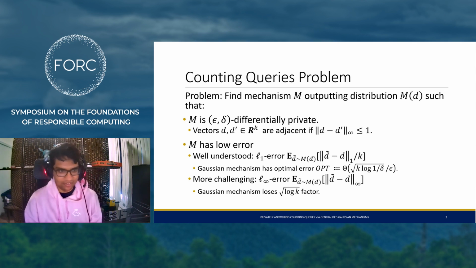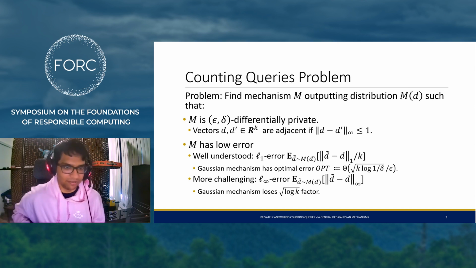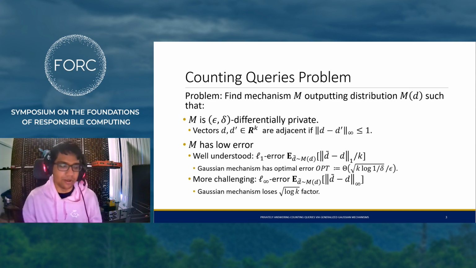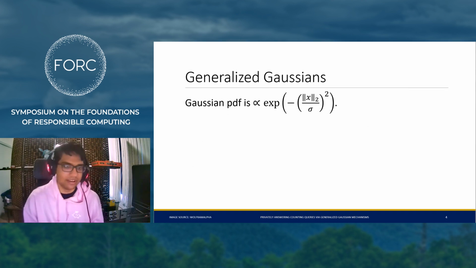So a question that has been studied in the past few years and we've recently resolved as a community is whether it's possible to avoid this root log k factor for L infinity error in the counting queries problem. So in this talk, we're going to consider using a generalized Gaussian mechanism instead of a Gaussian mechanism for the counting queries problem. So why does a generalized Gaussian mechanism make sense?